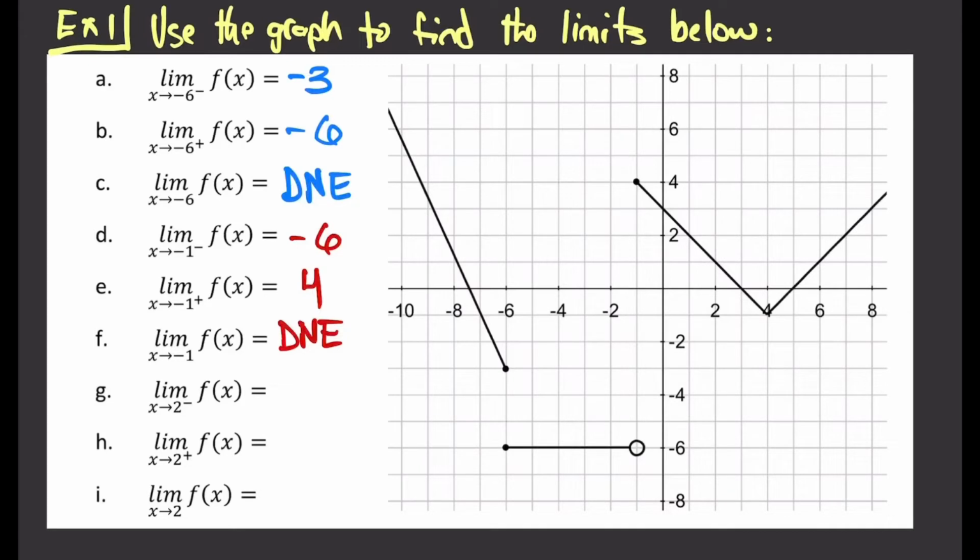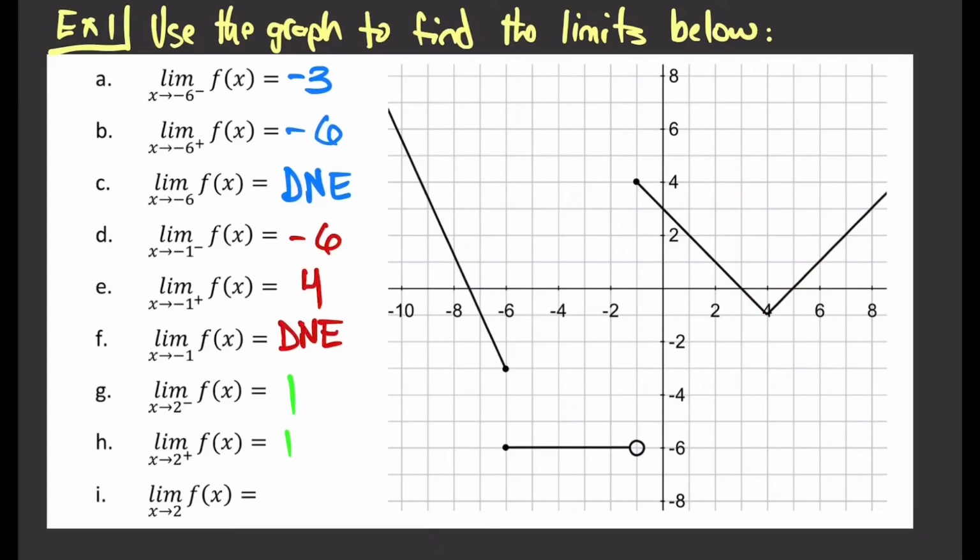Okay, last one. X approaches 2 from the left. So, okay, coming from the left until you get to 2, you just keep going, oh, right there. So that would be a 1. Okay, so now we're approaching 2 from the right. Come from the right until you get to 2. Well, that's also a 1.